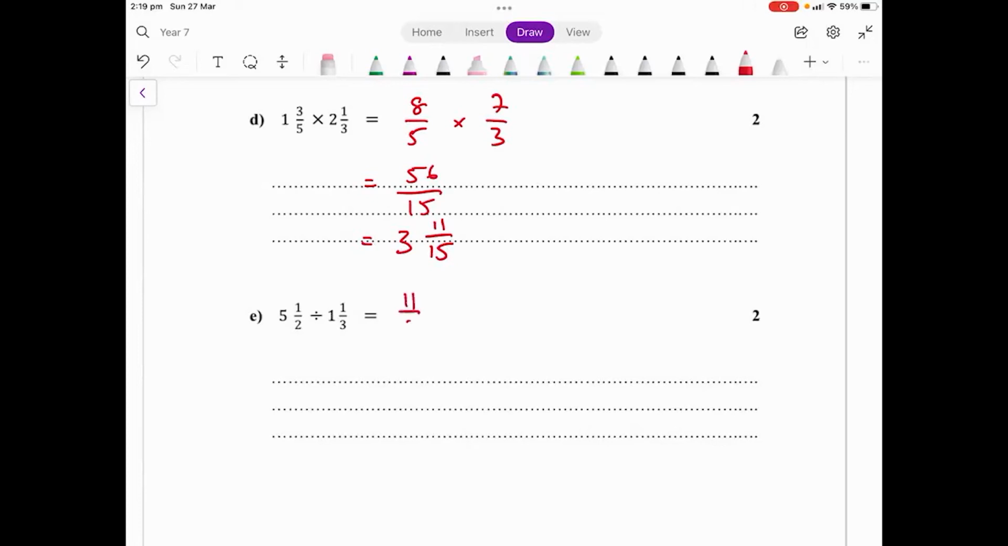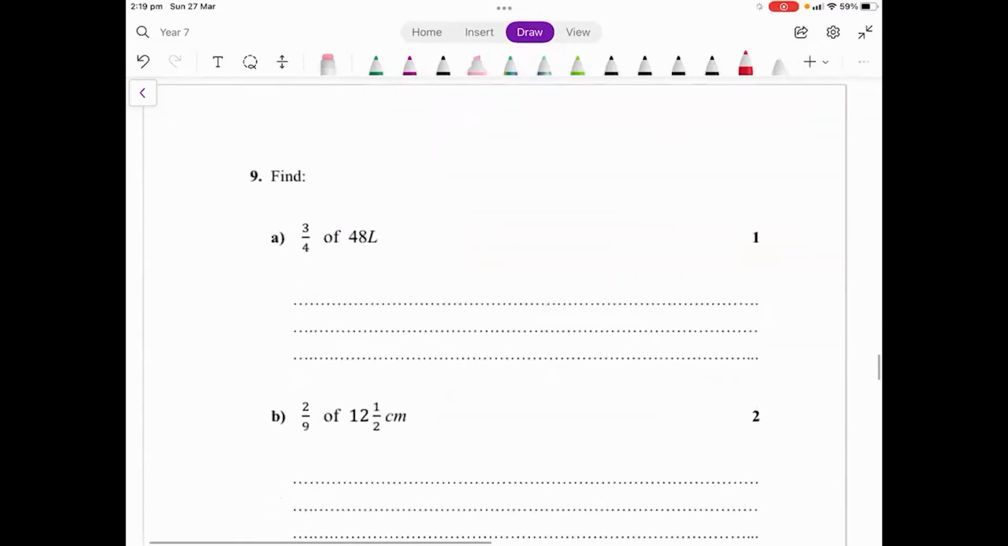Question E is division of mixed numerals. So you need to convert them to improper fractions. 5 and a half becomes 11 over 2. 1 and 1/3 becomes 4 over 3. Now you can use KCF. 11 over 2, we keep it. Division, we change it to times. 4 over 3, we flip it to 3 over 4. Now I can multiply. 11 times 3 is 33. 2 times 4 is 8. 33 divided by 8 is 4 remainder 1. So final answer is 4 and 1/8.